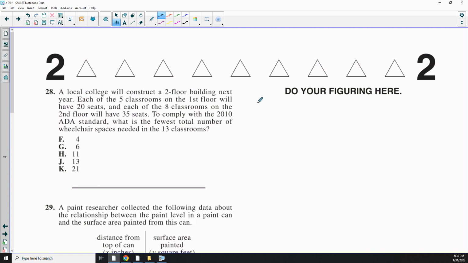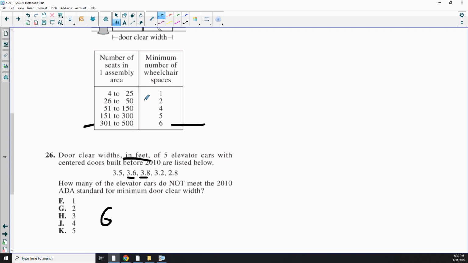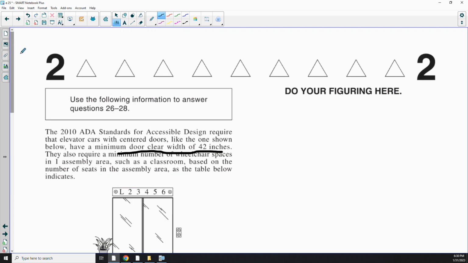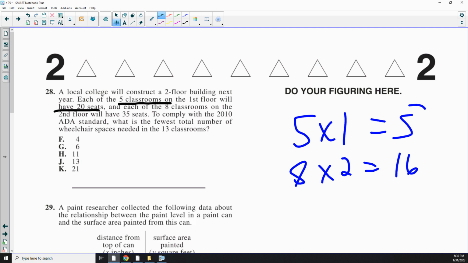A local college will construct a 2-floor building. Each of the 5 will have 20 seats. So the 20-seated one would have to have how many wheelchair access? Only 1. And the other one will have 35 seats. So each of the 8 classrooms on the second floor. So the 5 on the first floor only need 1 each, and the 8 on the second floor need 2 each. So we're going to need 5 plus 16, 21 wheelchair seats.